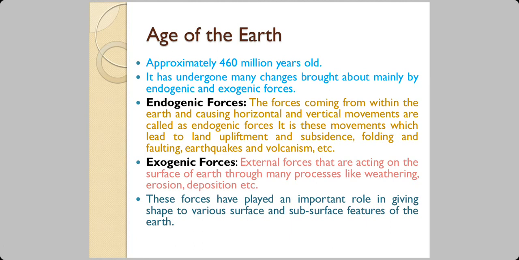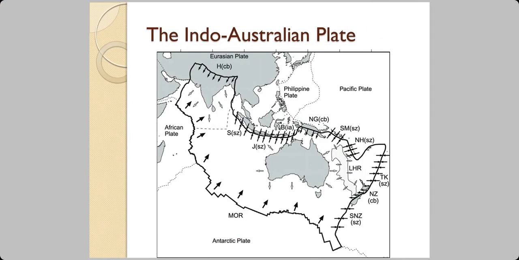Now let's look at what are exogenic forces. These are the external forces. These are not below the surface of the earth. This is the main difference. External forces are those forces which are acting on the surface of the earth. Now the processes can be weathering, erosion and deposition, etc. These forces have played an important role in giving shape to various surface and subsurface features of the earth, that is on the surface and below the surface.